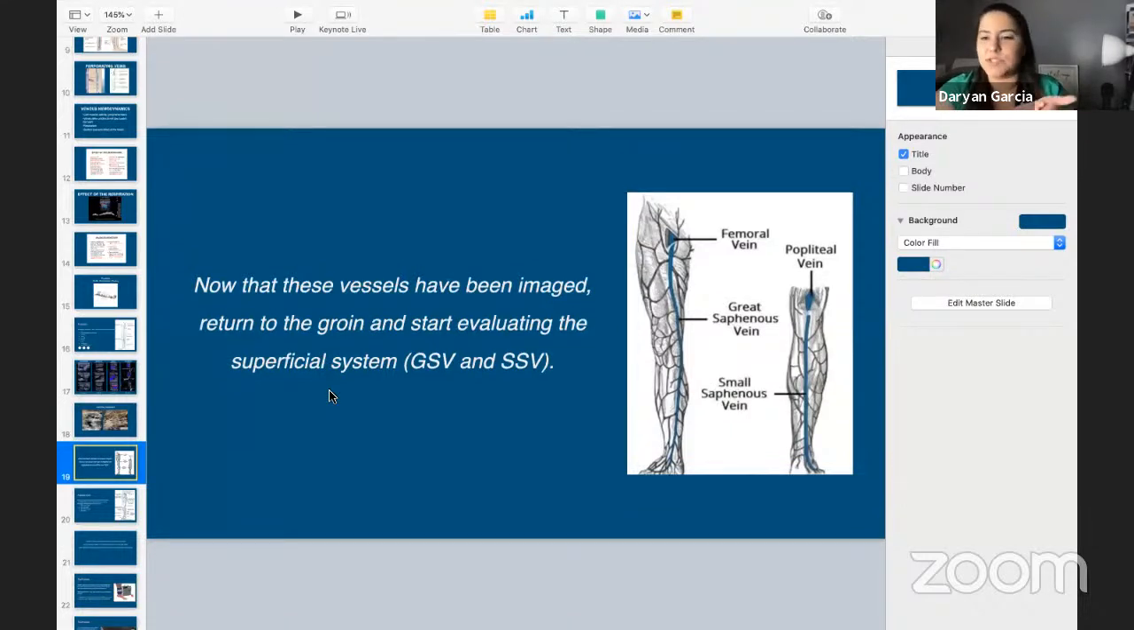Now that you have imaged the deep vessels, then you're going to go into the GSV and the SSV. So that's my protocol. Personally, I like to do the DVTs first, do all those images first, and then go into GSV, SSV. I know some people that go into the pop and then they leave the calf until the end. But again, it's completely up to you. So you're going to start up in the saphenofemoral junction again. And then you're going to start doing the Valsalva maneuvers and augmentations throughout, okay?